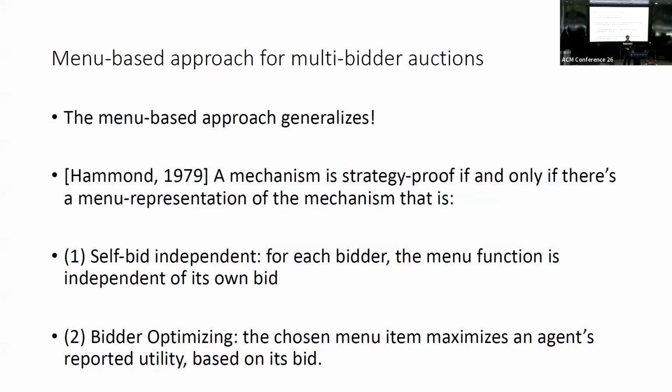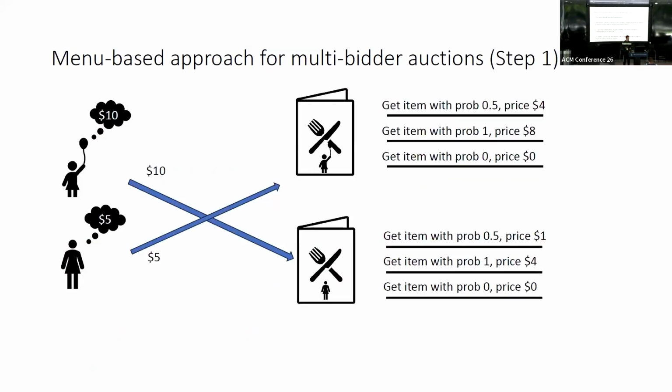We first note that it is easy to generalize this to a multi-bidder setting. In fact, it's famously known and shown in 1979 that a mechanism is strategy proof if and only if there's a menu representation that is, first of all, self-bid independent, in the sense that when you change your bid, you get the same menu, but also bidder optimizing. Again, you get the best item from the menu according to the bid that you report.